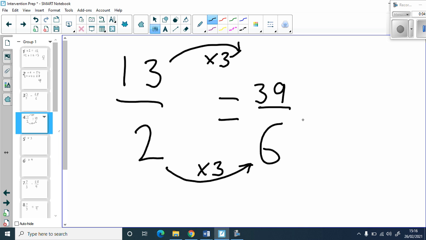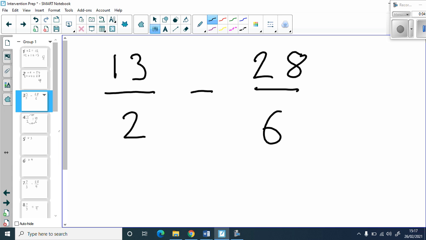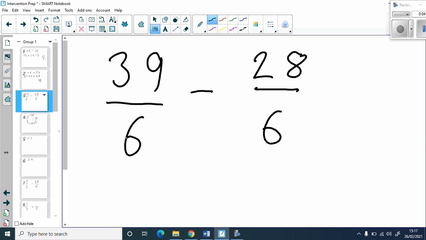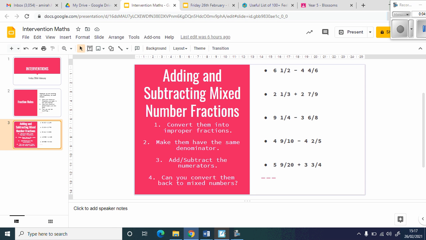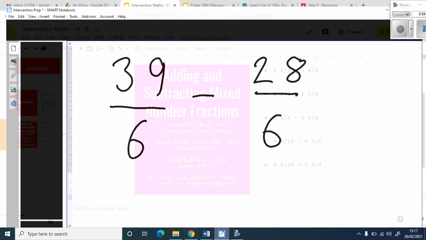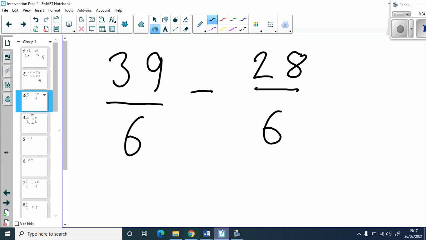So what we've done then, we've now changed our 13 halves, we've converted that to 39 over 6. So they're exactly the same numbers, but it's just got a different denominator, okay? So now we've got 39 over 6 take away 28 over 6, so we focus on our numerators. We have a look at step 3, add or subtract the numerator depending on what the question is asking you to do. So we're going to take away this time. 39 take away 28. If you work that out, you will get 11. So it'll be 11 over 6. And then that's our answer.